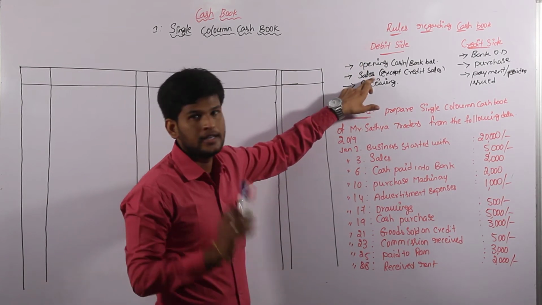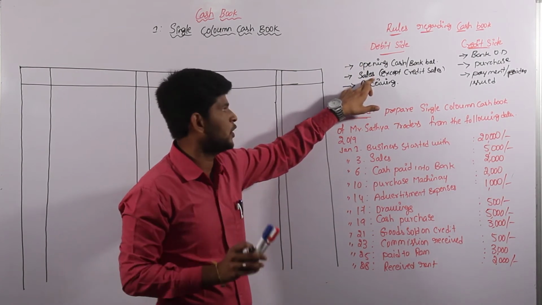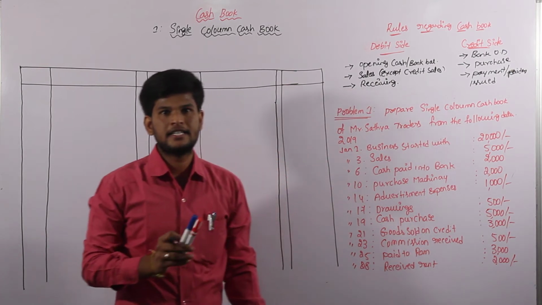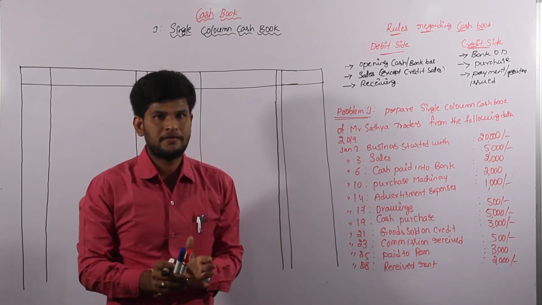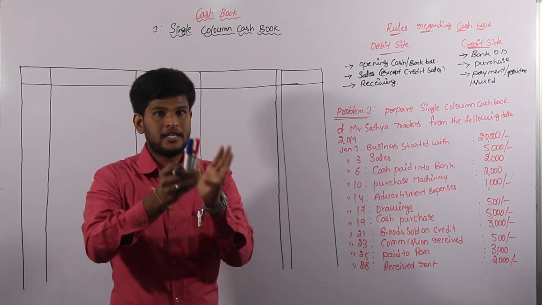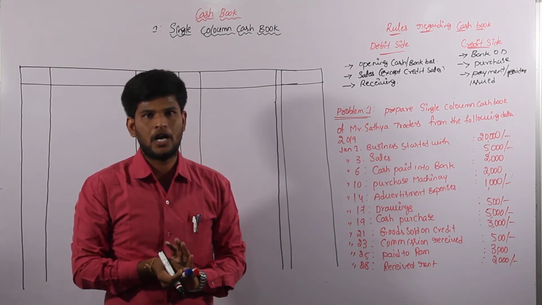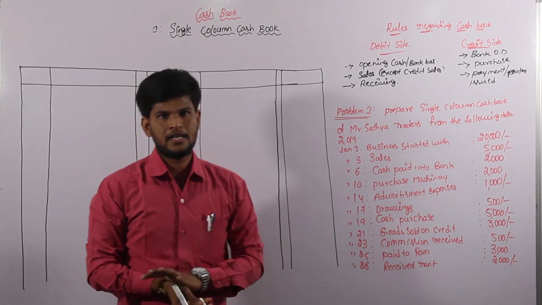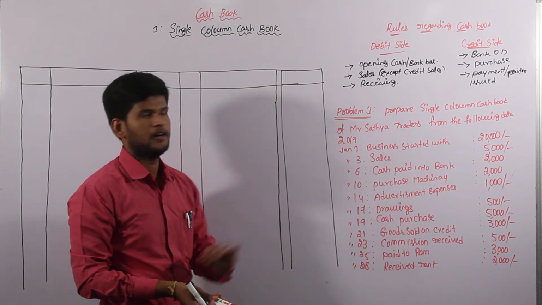We have to enter cash sales only, but we don't want to enter any credit sales. Credit sale is nothing but cash we are not receiving. It will depend on the future. Only present cash related transactions we have to enter. Future cash related transactions we don't want to enter in our cash book.